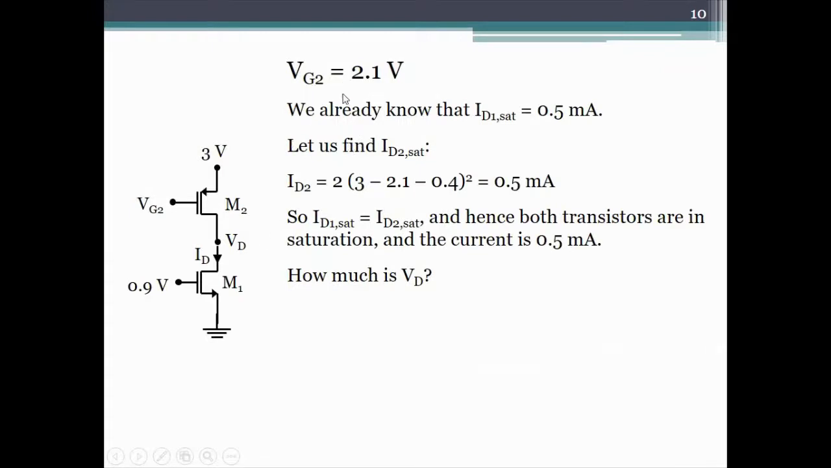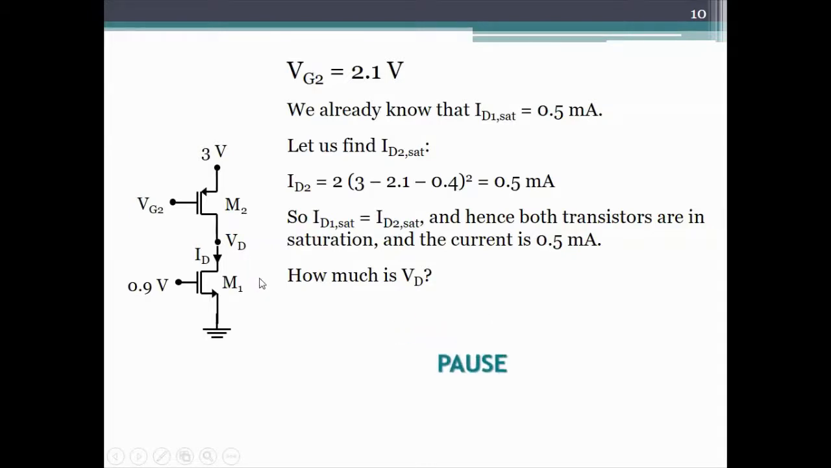With VG2 equal to 2.1, M1 we already know is 0.5, the saturation current. We find for M2, ID2 with VG2 equal to 2.1 also turns out to be 0.5 milliamps. So now both the currents are 0.5 milliamps. Therefore, the assumption that M1 and M2 are both in saturation is correct. Now we must find the drain voltage, and then we would have solved the circuit.